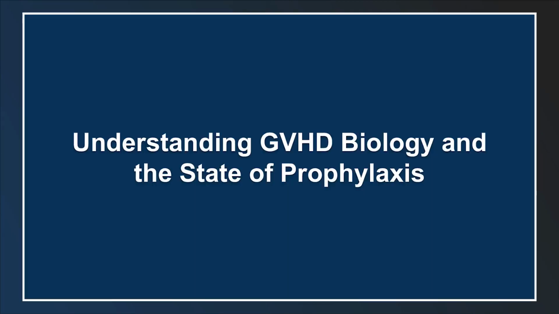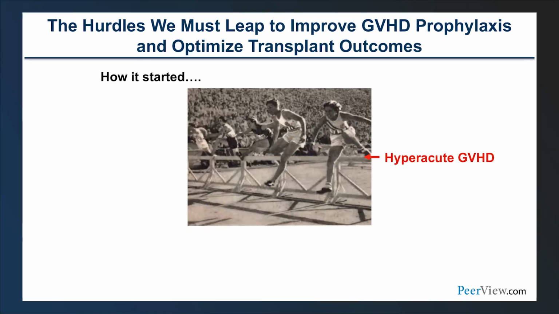And so I'll start with a talk on preventing acute GVHD. Understanding the GVHD biology, and talking to you about the state of prophylaxis. And when I conceptualize prevention of acute GVHD, really what comes to mind is hurdles. What are the hurdles we must leap to improve GVHD prophylaxis and optimize transplant outcomes?